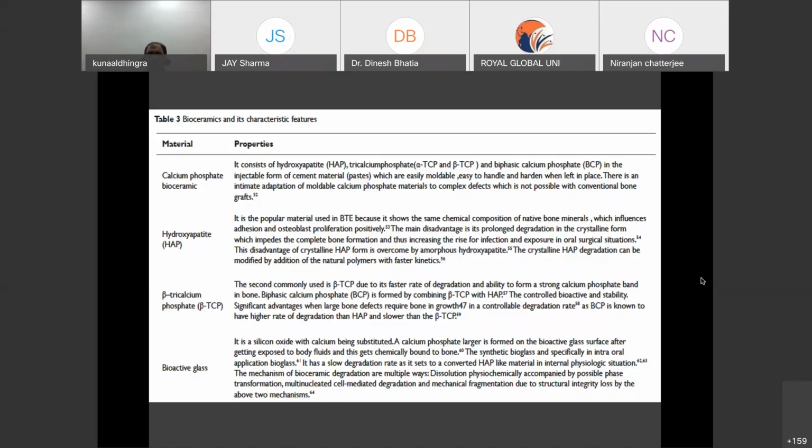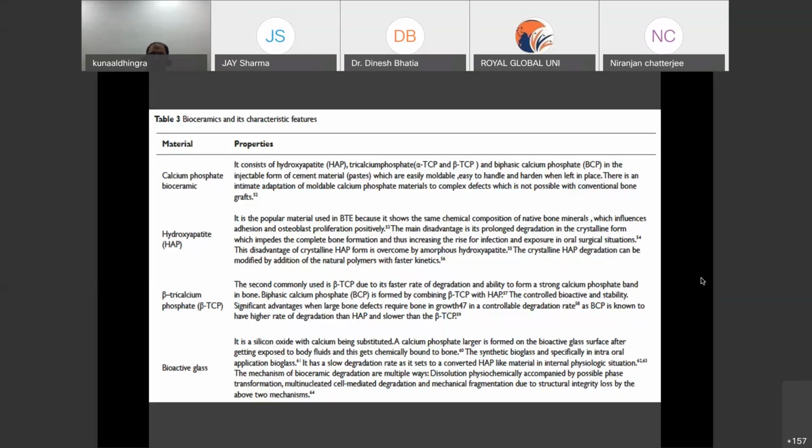The controlled bioactivity and stability is the advantage, and there are significant advantages when large bone defects require bone ingrowth with a controlled degradation rate, as beta tricalcium phosphate is known to have a higher rate of degradation than hydroxyapatite but slower than the beta tricalcium phosphate.